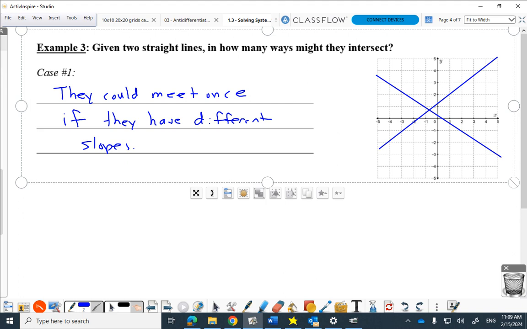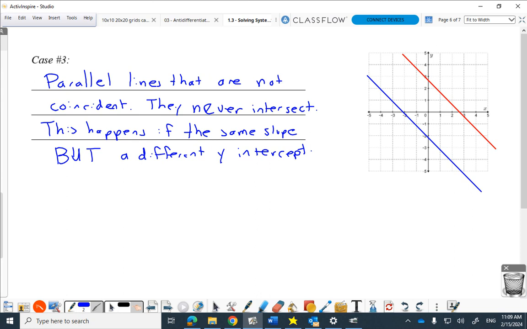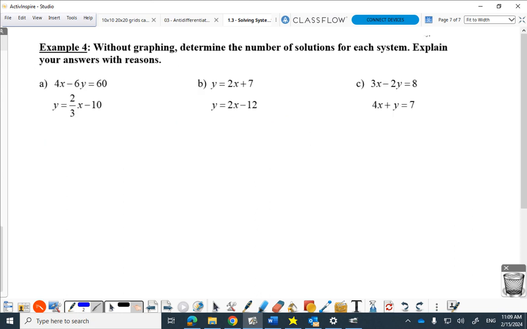Do you need more time on case 2? Do you need more time on case 3? And I've only got 1 slide left. I can predict what's going to happen. They're going to give me some equations, right? And I'm going to decide by looking at them. Ooh.